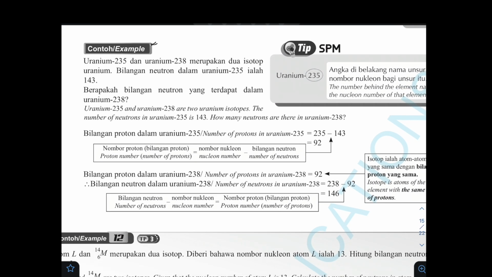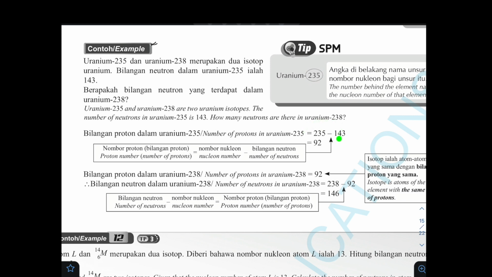Example. Uranium-235 and uranium-238 are two uranium isotopes. The number of neutrons in uranium-235 is 143. How many neutrons are there in uranium-238? So you see number of protons in uranium-235 is 235 minus 143 equal to 92.